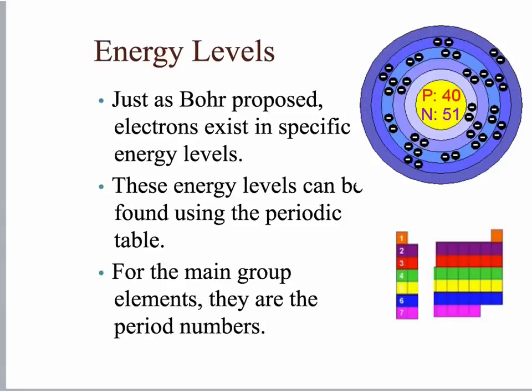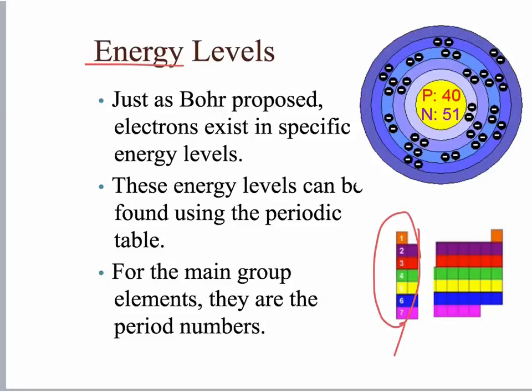So, back to the Bohr model. Just as Bohr proposed, electrons exist in specific energy levels. This is where we get the principal energy level. These energy levels can be found using your periodic table. Take a look at the left-hand side of your periodic table. You're going to see 7 period numbers. For the main group elements, they are the period numbers.